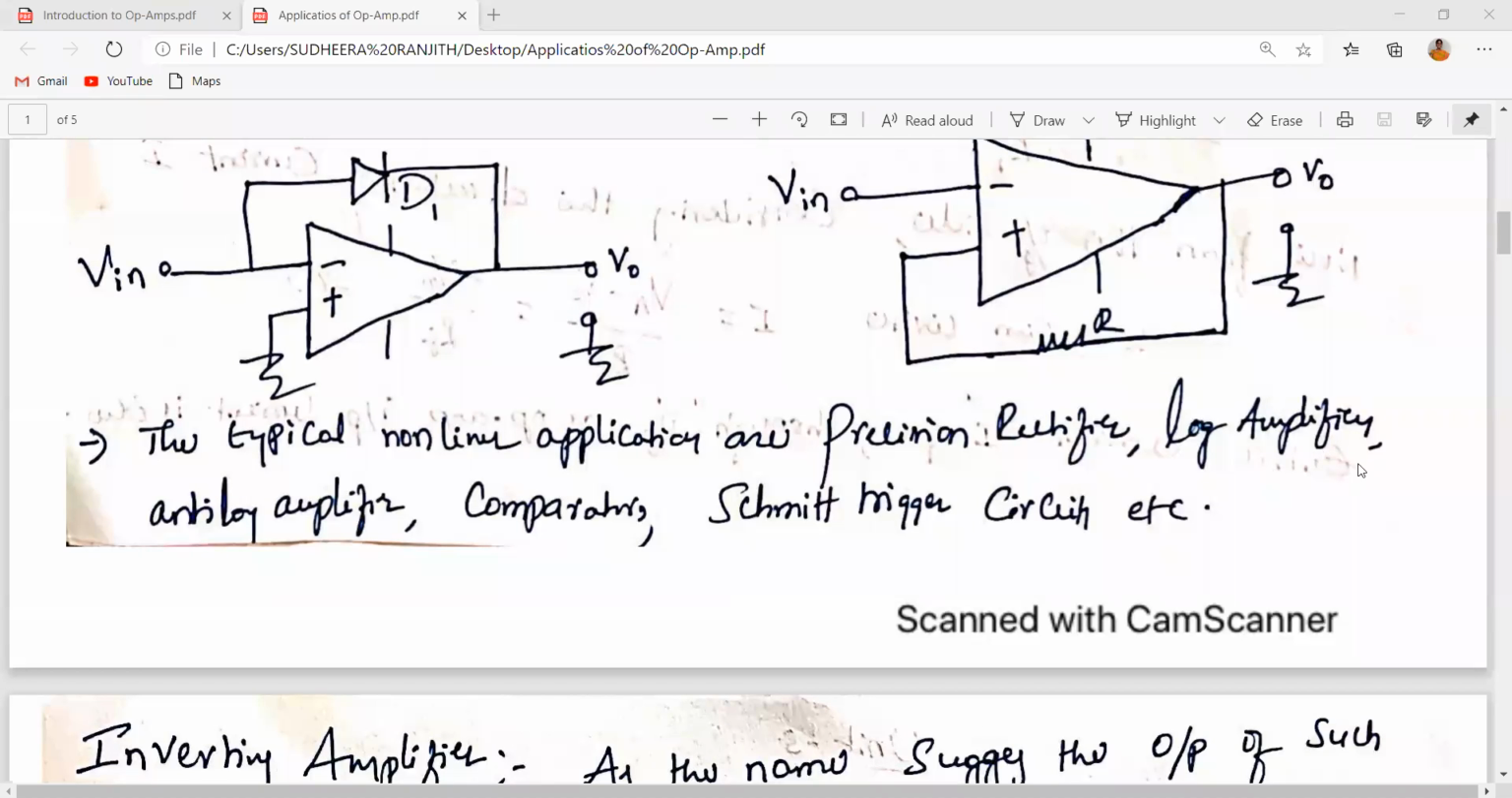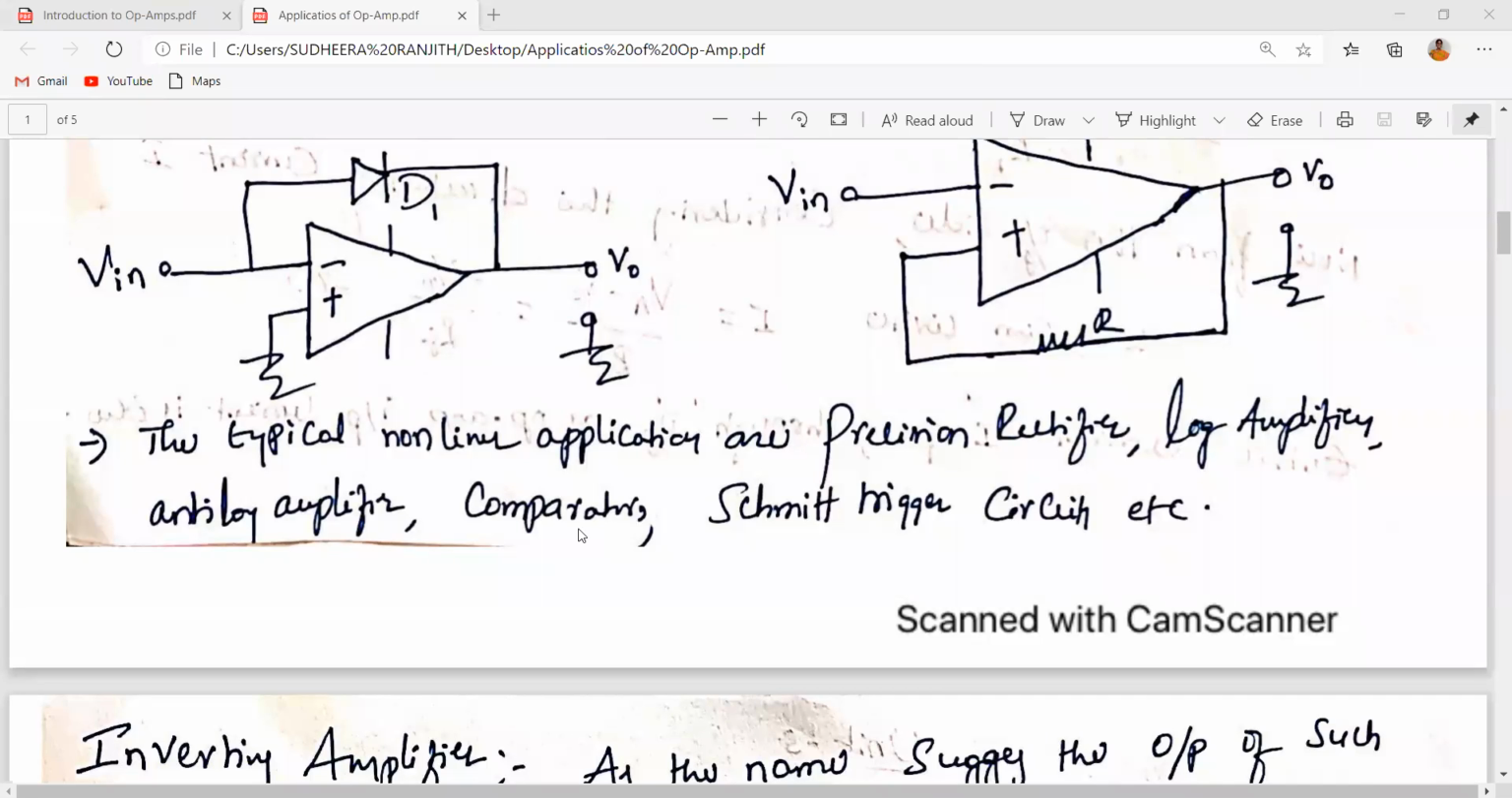Logarithmic amplifiers. That means for a logarithmic amplifier, the output is log of input. So these diodes and transistors, generally this type of construction is used in the log and anti-log amplifiers. Log amplifier and anti-log amplifier. This type of circuits we can see there, right?